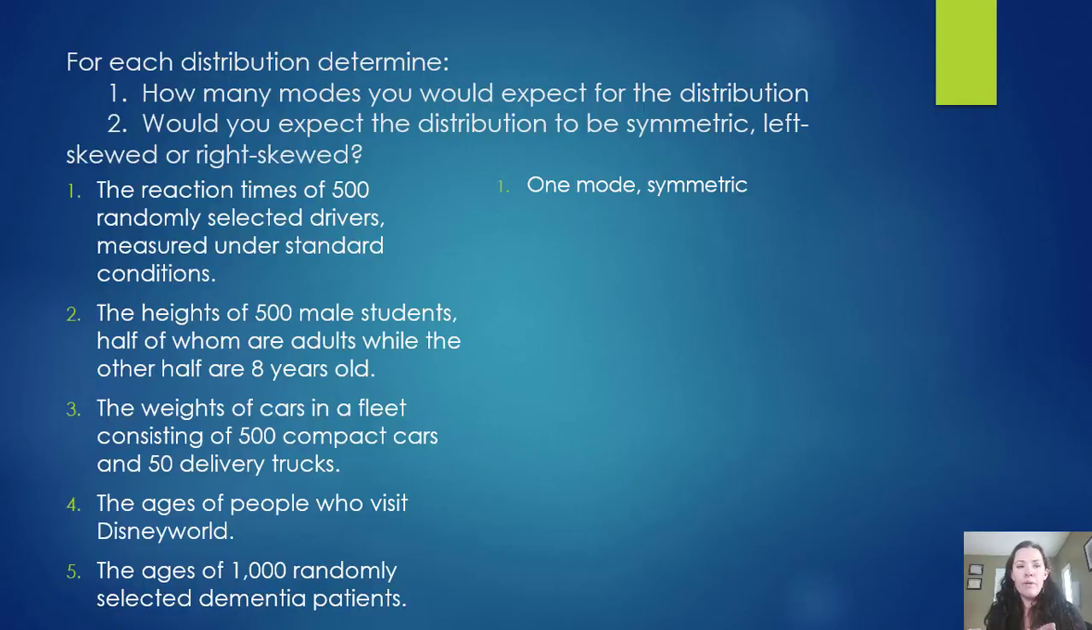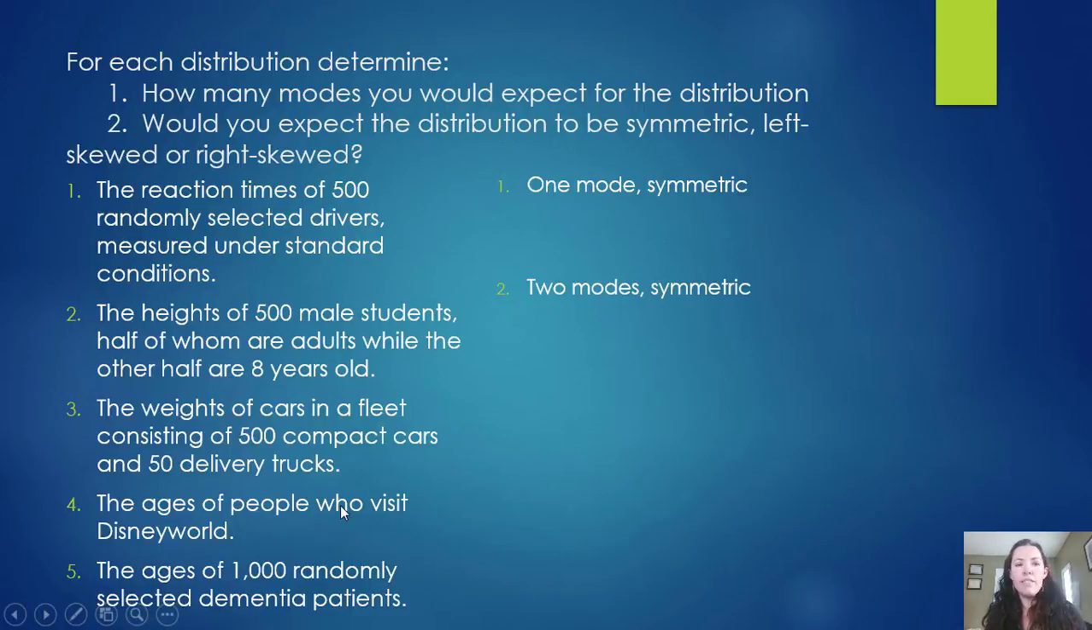Alright, the heights of 500 male students, half of whom are adults while the other half are 8-year-olds. For this one, it should be two modes. And since you have 250 that are 8 and 250 that are adults, you're going to have one mean for the adults and one mean for the 8-year-olds, which means you're going to have two peaks in a graph. And it would be symmetric because you have equal amounts of both on either side.